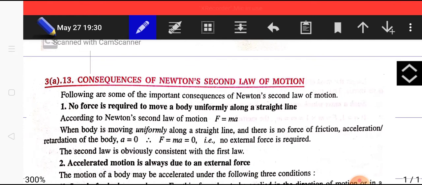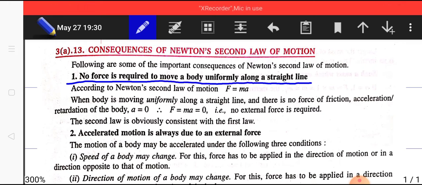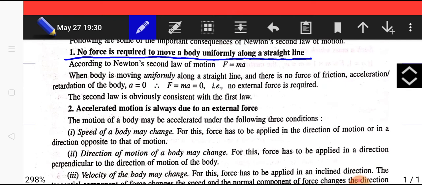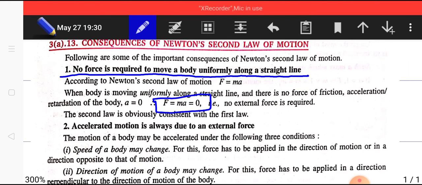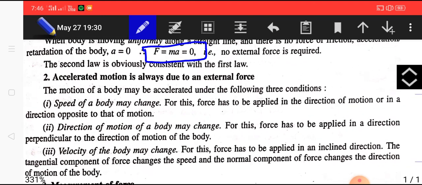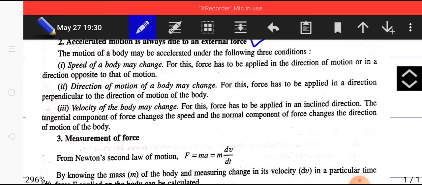Some consequences of Newton's second law of motion. First, no force is required to move a body uniformly along a straight line, as dp by dt is equal to force applied. So if your force is zero, momentum is constant, and constant velocity can be maintained without any force. Second law is obviously consistent with first law, as F is equal to ma, no force, no acceleration. Accelerated motion is always due to some external force. It is very much clear from F is equal to ma.